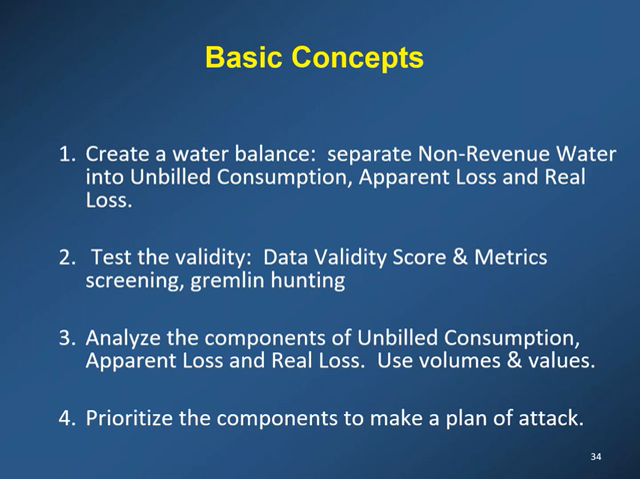All right, so rounding out our four concept review, we talked about first step is to create a water balance. You download the free water audit software and populate it with your system information, including your water balance volumes. That tells you how your non-revenue water breaks down into those three primary components: unbilled consumption, apparent loss, and real loss. The next thing we have to do before we go any further is to test the validity. We have to look for those gremlins. And I would advise that we start with the assumption that gremlins are there and we've got to find them. And then we use that exercise to either find them or prove to ourselves that they're not there.